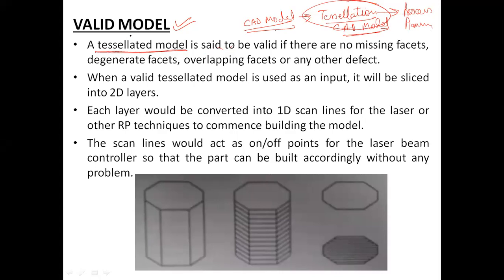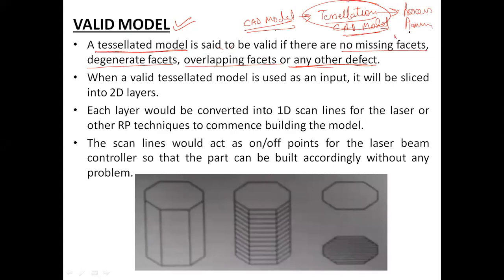Now, when do we call the tessellated model valid? First of all, there has to be no missing facets. There should be no degenerate facets. There should be no overlapping facets, or there should not be any manifold conditions. You already know what a manifold is. We'll discuss it in brief in the coming slides. So these are the major problems that you encounter after tessellation.